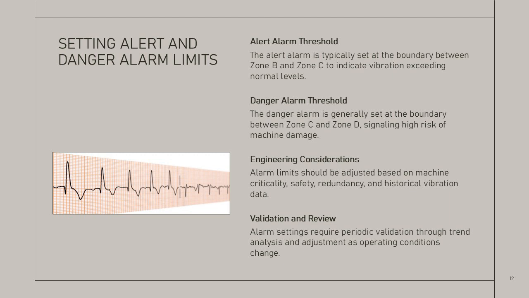However, these selections should not be applied blindly. Engineers must consider machine criticality, redundancy, safety implications, and historical vibration behavior. In some cases, alert limits may be set slightly below the Zone B/C boundary to provide earlier warning, particularly for critical assets. Conversely, danger limits may be adjusted to avoid nuisance trips while still protecting the machine. Alarm limits should always be validated through trend analysis and periodically reviewed as operating conditions change. Effective alarm setting is an iterative process that combines standards, data, and engineering experience to achieve reliable and meaningful machine protection.